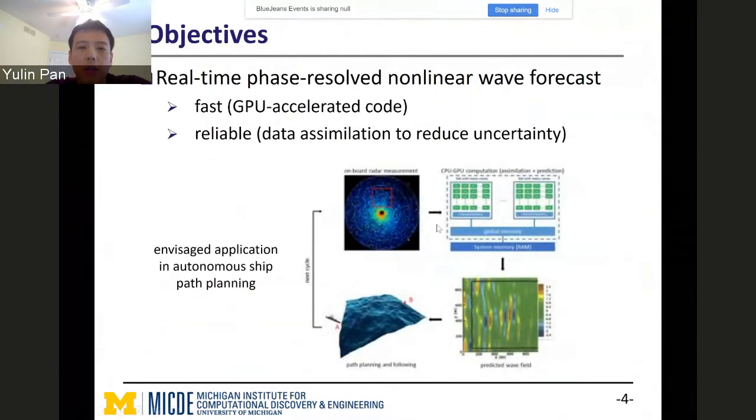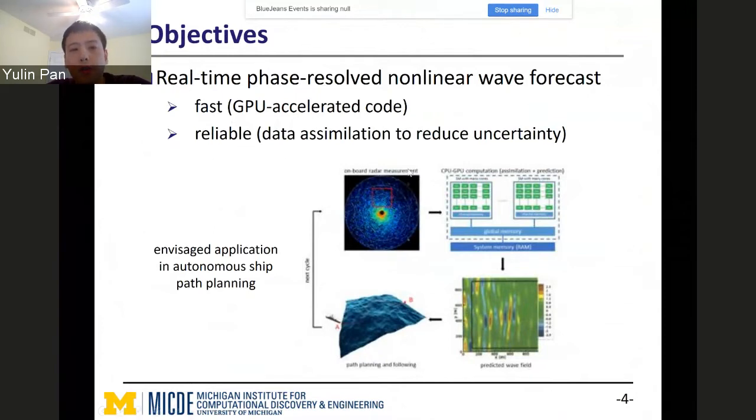In our project, our objective is to develop the real-time phase resolved nonlinear wave forecast. We need two key features of this new model. One is that we need it to be fast because we need a real-time forecast.